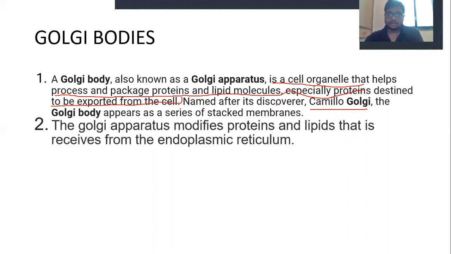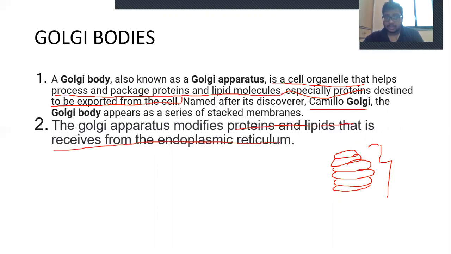The Golgi body appears as a series of stacked membranes. So if this is a membrane, then this is another, and these are stacked membranes. This is the structure of Golgi bodies, and they help in packaging proteins. Golgi bodies modify proteins and lipids that they receive from the endoplasmic reticulum. That's the main function, to modify the protein and lipid.